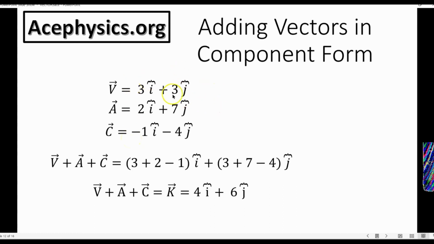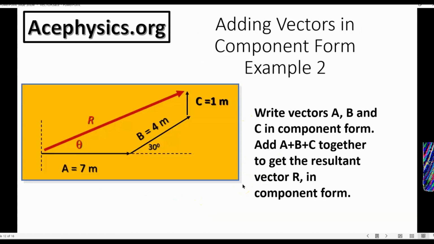In order to add vectors in component form, you add all the i hat components together and all the j hat components together. V plus a plus c equals 3 plus 2 minus 1 i hat, plus 3 plus 7 minus 4 j hat. You add up all the components in front of the j direction. And so v plus a plus c is equal to some other vector, k. K is just a random name. It can be anything you want. You call it whatever you want. It's just some new vector. And this new vector k is equal to 4i hat plus 6j hat.